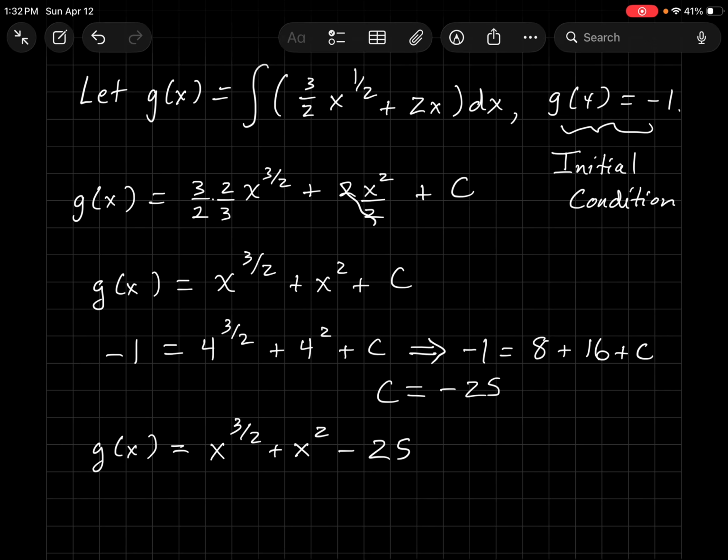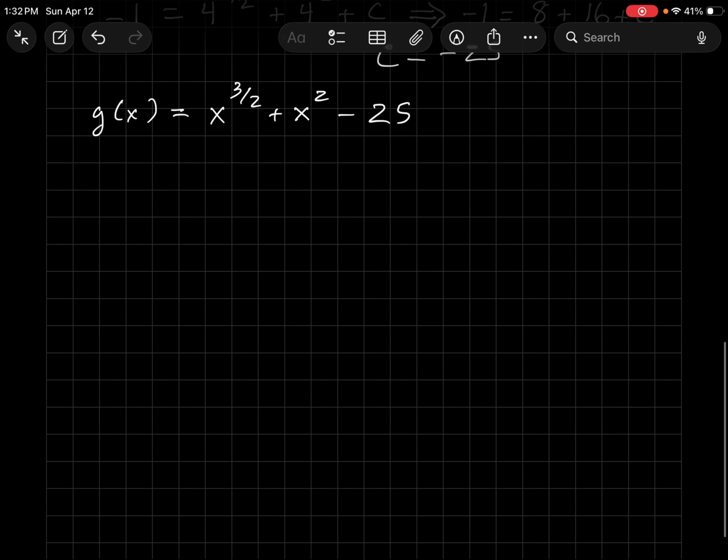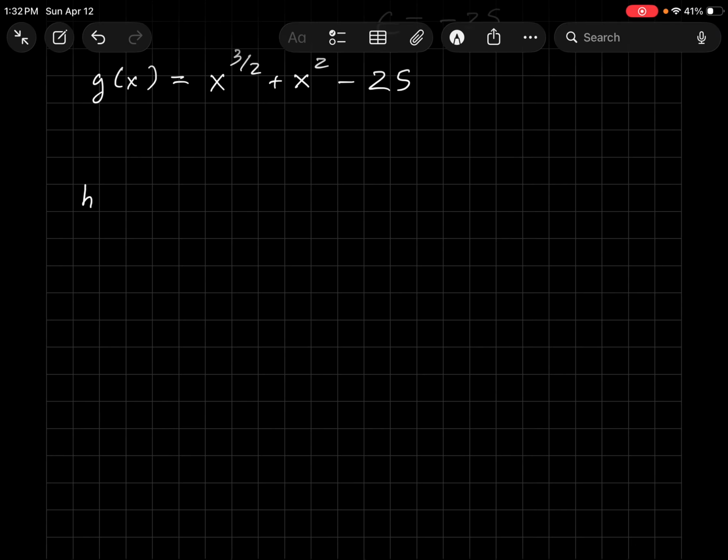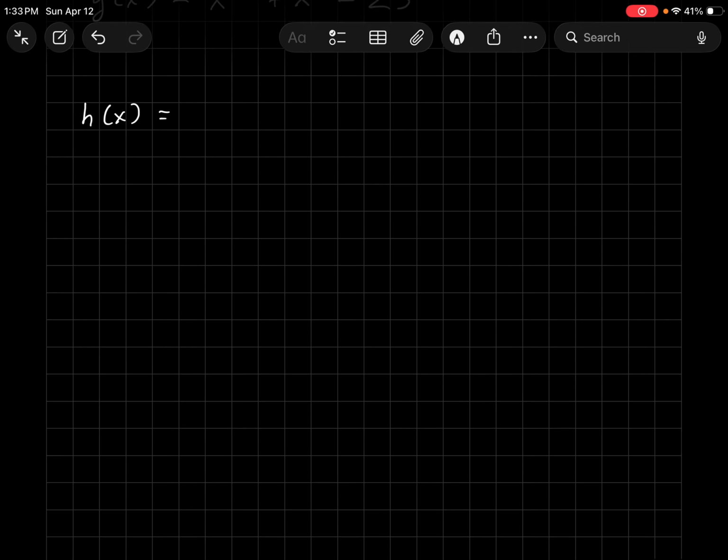Let's do another example here. Suppose that h of x is the integral of e to the x plus sine of x plus cosine of x dx, where h of 0 equals, let's say, 3. How do we find the particular solution for h of x?